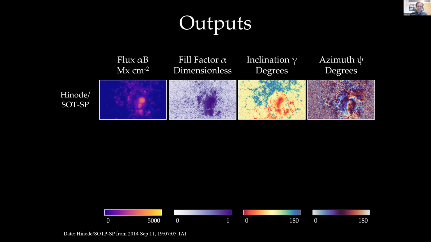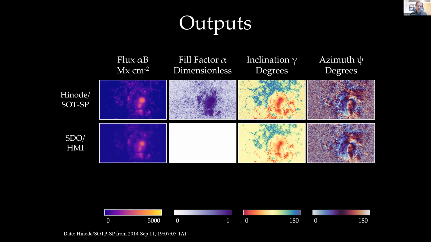And so this is a cutout. In the top row, we have an actual output from Hinode SOT-SP. And I'm showing you 4 representative things that are produced in an inversion pipeline. There's the flux, there is the fill factor, which is what fraction of the pixel is occupied by a strong magnetic field, and there is the field's inclination and its azimuth. And you can see that in the weak regions where there's not very much magnetic field, the azimuth tends to be noisy.